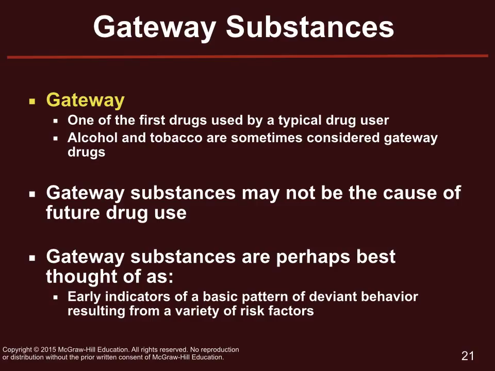And if we think about what that gateway substance use might be representative of, it may be a stronger desire to alter reality, or maybe an early indicator of that basic pattern of behavior that departs from social norms. It results from some of those risk factors and the absence of the protective factors that we talked about earlier. So we don't really have data to support that idea that teenagers who start using alcohol and tobacco are likely to become users of more dangerous drugs later in life. That whole concept of gateway drugs is not necessarily supported by the science.